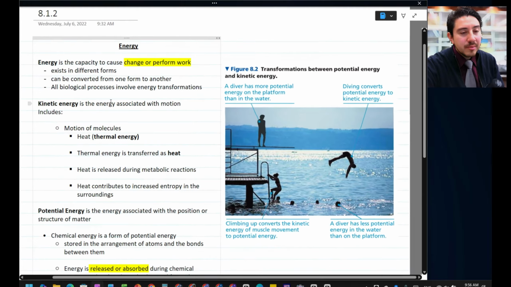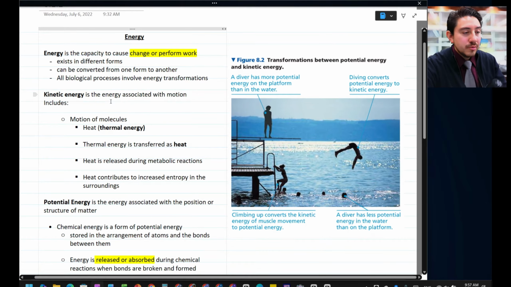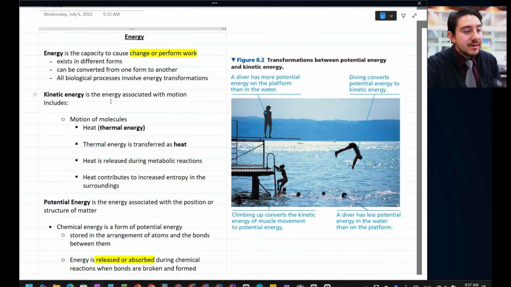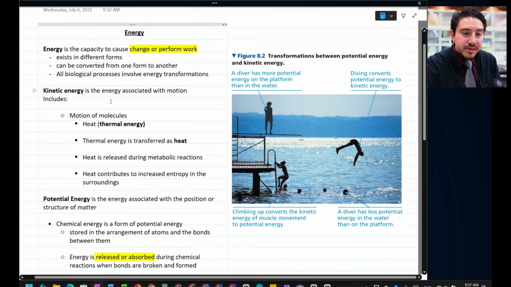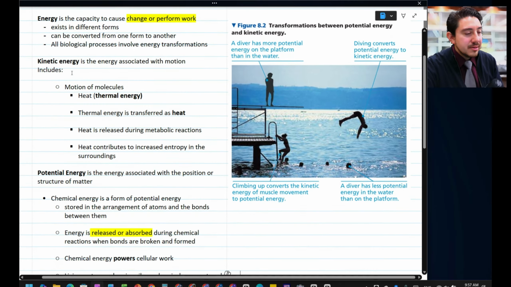So talking a little bit more about energy. Energy is the capacity to perform work or to cause a change on something. And there are several forms of energy, as we all know. And one form of energy can be converted to another form. And in terms of biological processes, there are many energy transformations, as we're going to take a look at.